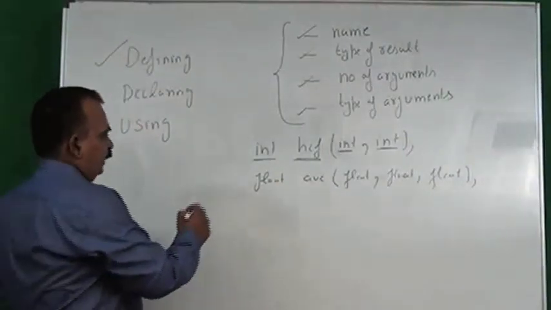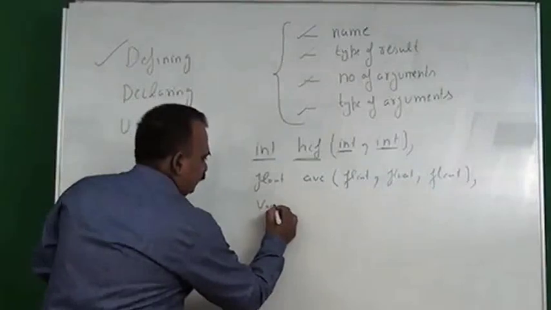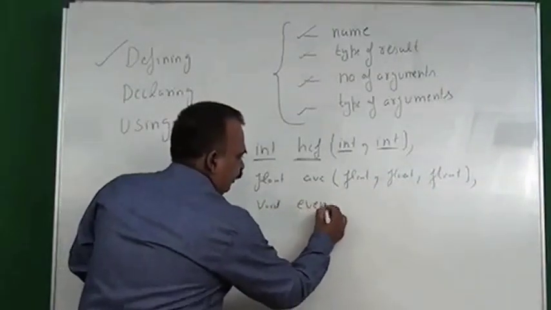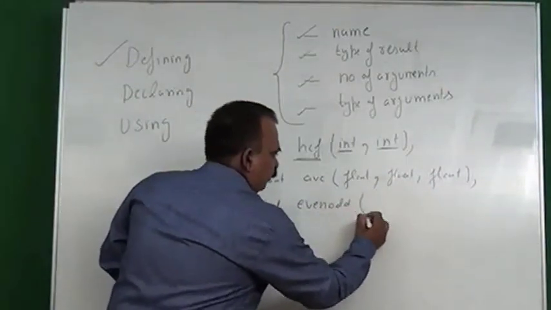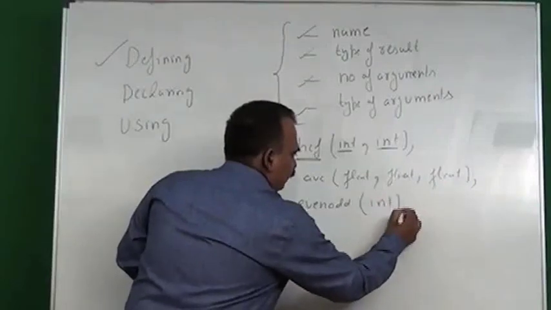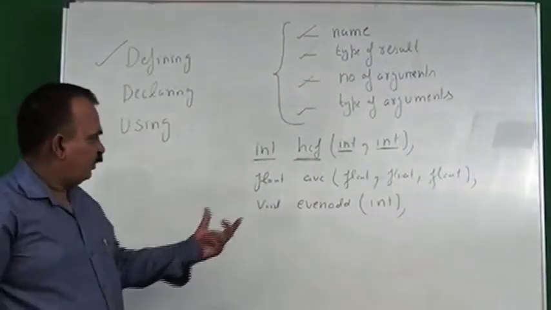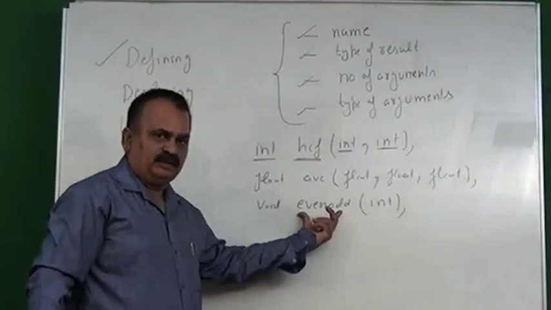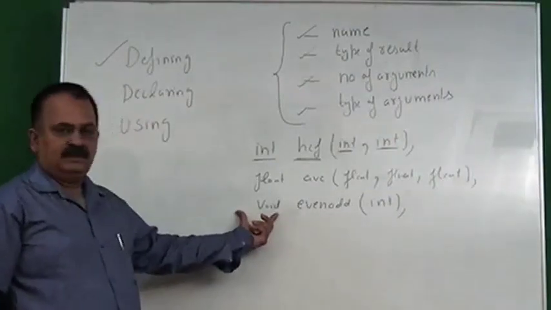The third one, and that is void. The name of the function was even odd, followed by argument. The declaration is explaining name of the function is even odd, type of the result is void.